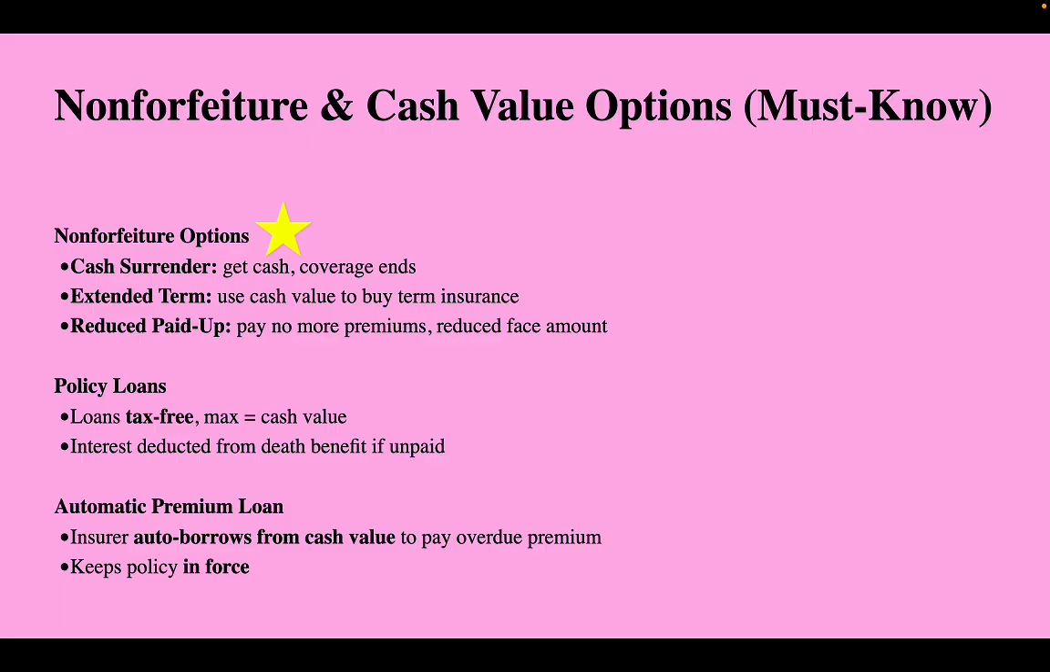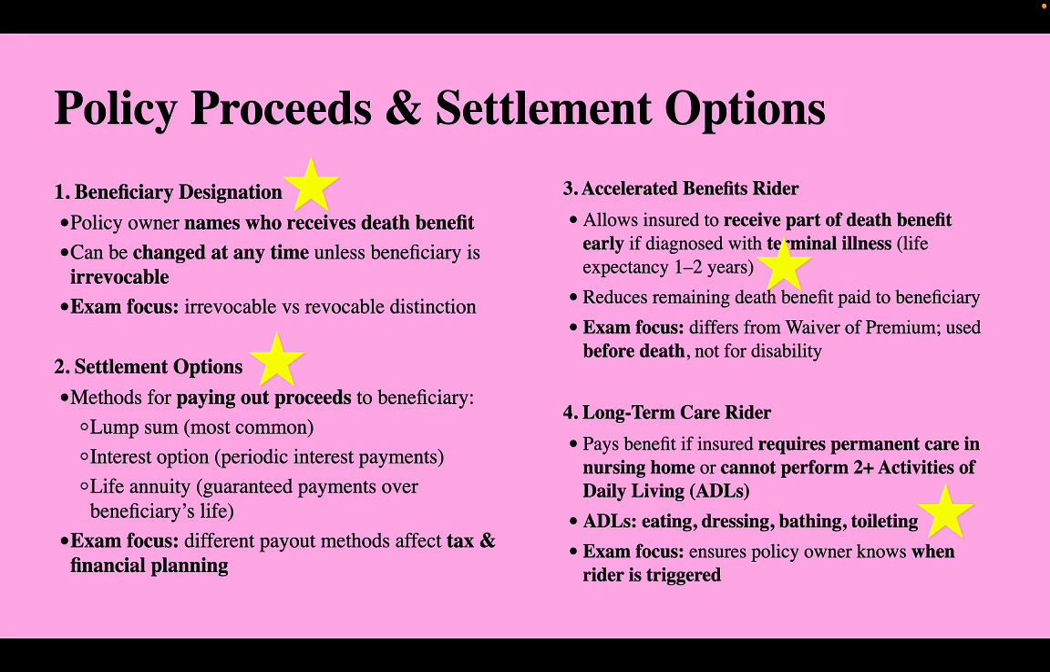Policy owners can also take policy loans, which are generally tax-free, up to the cash value. If unpaid, interest is deducted from the death benefit. Many policies include automatic premium loans, which borrow from the cash value to pay overdue premiums and prevent the policy from lapsing.